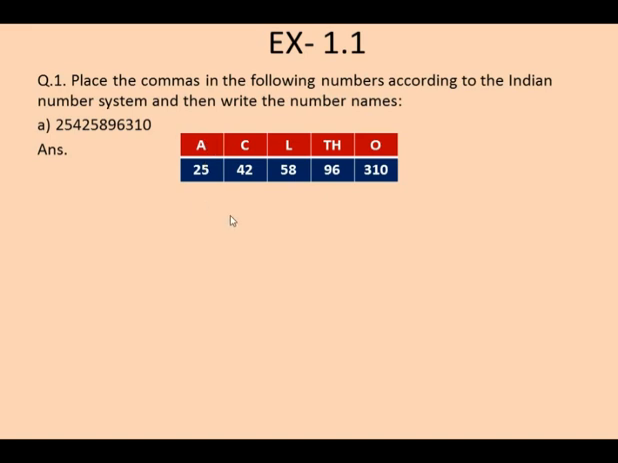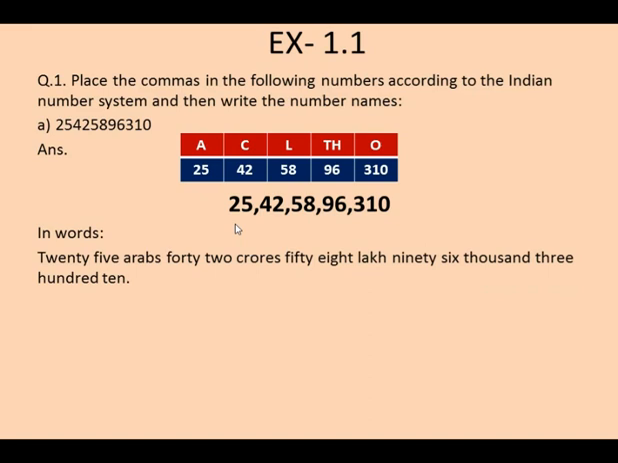Now I can write the digits easily by placing the commas accordingly. As per the columns I have placed the commas and I can read out the number easily. 25 arab, 42 crore, 58 lakh, 96,310. So next, now we have to write in words. According to the commas we can read out the numbers. So 25 arab, 42 crores, 58 lakhs, 96,000 and 310.